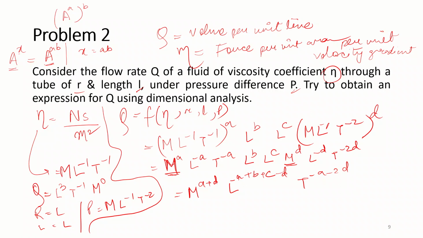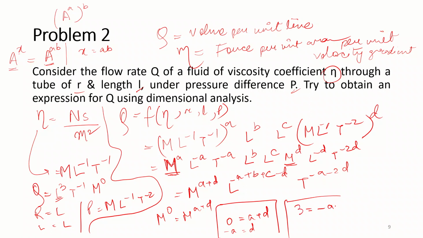On the other side we have M equal to 0, and M is a plus d. So 0 equals a plus d, which means minus a equals d. This is one relation. Then for L, which is 3: 3 equals minus a plus b plus c minus d.